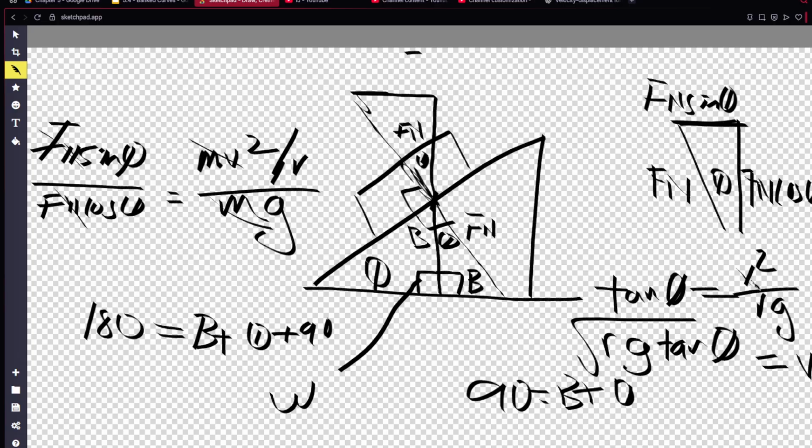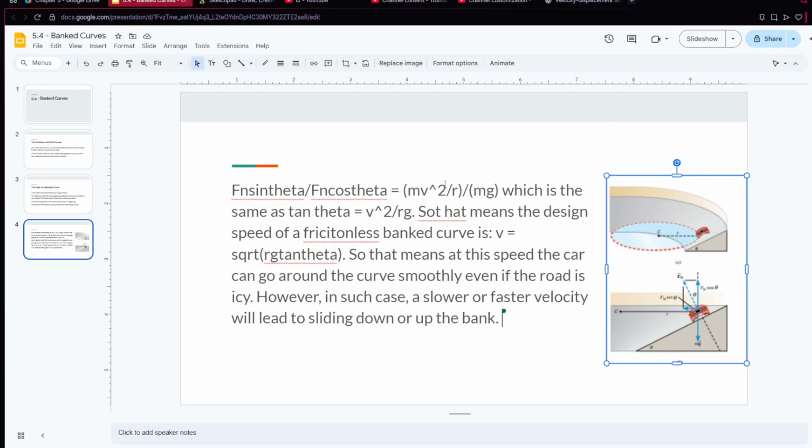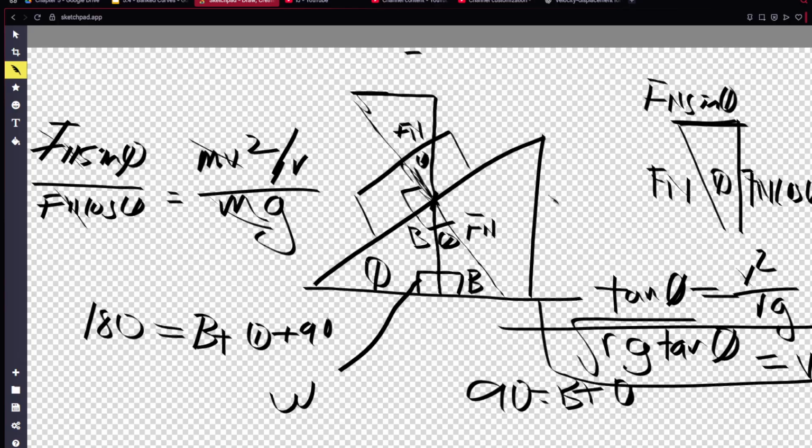And you don't have to plus or minus because velocity, I guess velocity could be negative here. But we know that this is a centripetal force and we're only dealing with magnitude, so it'll be positive. So what does this velocity give us? Now this velocity gives us the perfect ratio in which the centripetal force can act opposing the downwards force. And that means this velocity will make sure that on a frictionless banked curve, the car can go smoothly around even if there's no friction present. However, in such case, a slower or faster velocity will lead to the car going down the curve because the ratio is not the same.